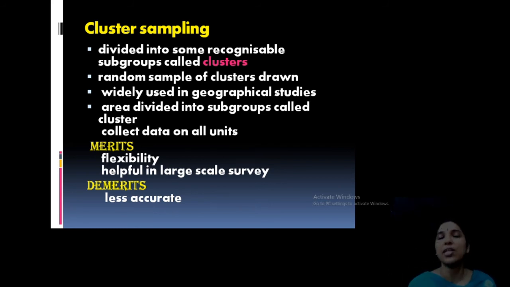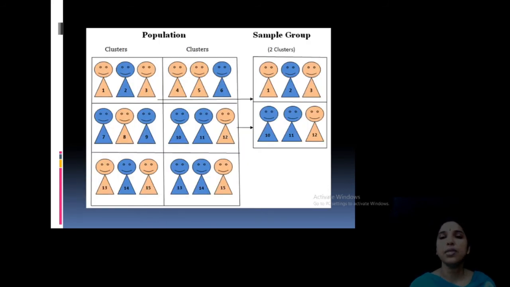So, differentiate cluster sampling from stratified sampling. Here it is clusters, there it is subpopulations. Clear? Okay. Then merits: flexibility. You can choose, it is based on you, you can make them into clusters. Helpful in large scale surveys. Demerit is that it is less accurate. Okay. So, these are different clusters. The population is divided into clusters, then from these clusters we will select 2 clusters for our study.